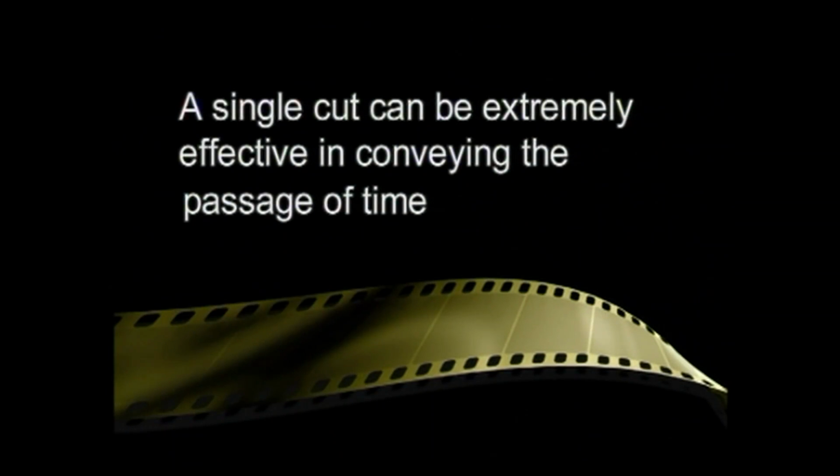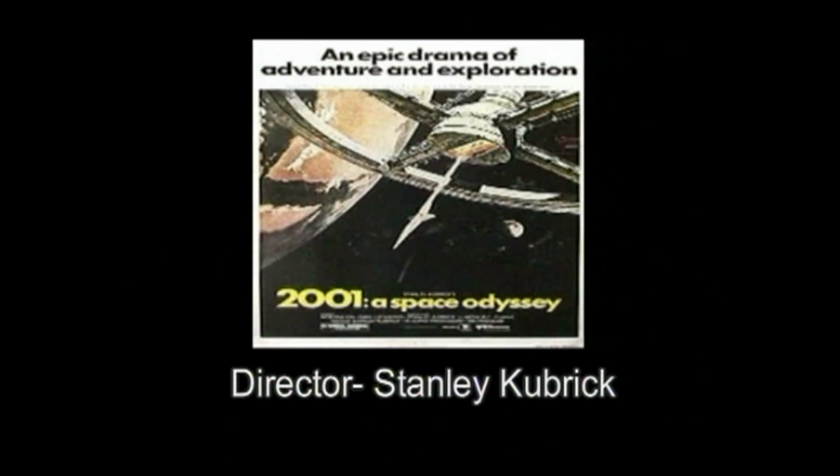A single cut can be extremely effective. One of the greatest cuts in the history of cinema is the cut which has been used in Stanley Kubrick's 2001: A Space Odyssey. What is the cut? Please explain. One piece of bone is in the air and suddenly becomes a spaceship.